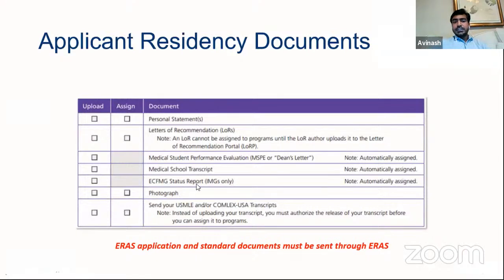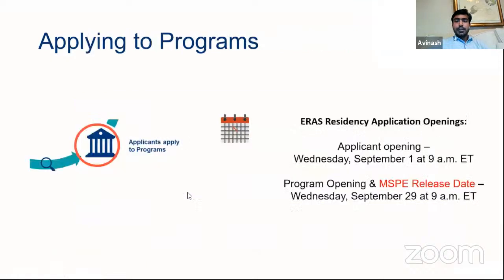The ECFMG status report and the USMLE transcript will be issued through My ERAS. You have to pay for this. And in the last, you need a good photograph for the application. So the ERAS residency application starts on September 1, when applicants start sending their applications to the programs, and the programs will review your application on September 29.